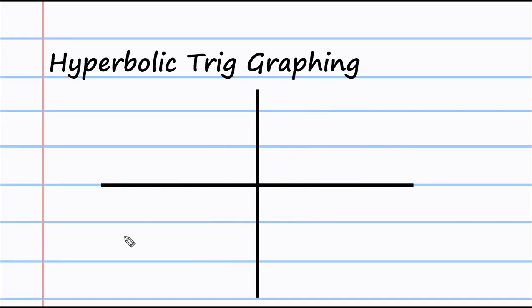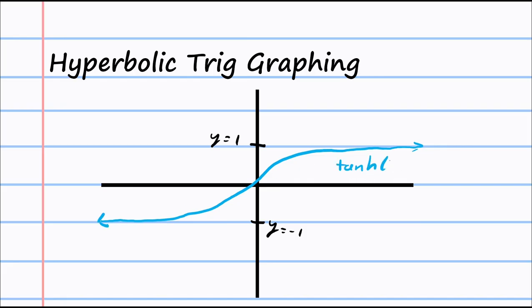Tanh x looks like this. If this is y equals -1, and this is y equals 1, tanh x looks a little something like this. It looks very similar to arctangent of x. So basically, as you approach infinity, the function approaches 1, which is one of its horizontal asymptotes, right? And as you approach negative infinity, the function has another horizontal asymptote at y equals -1.